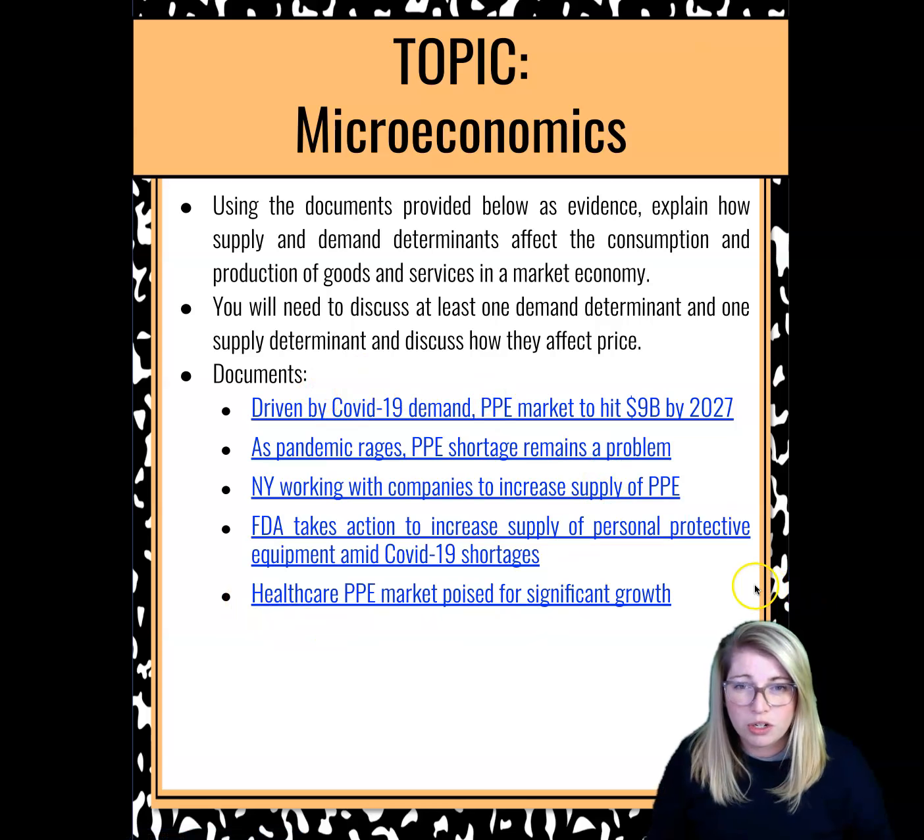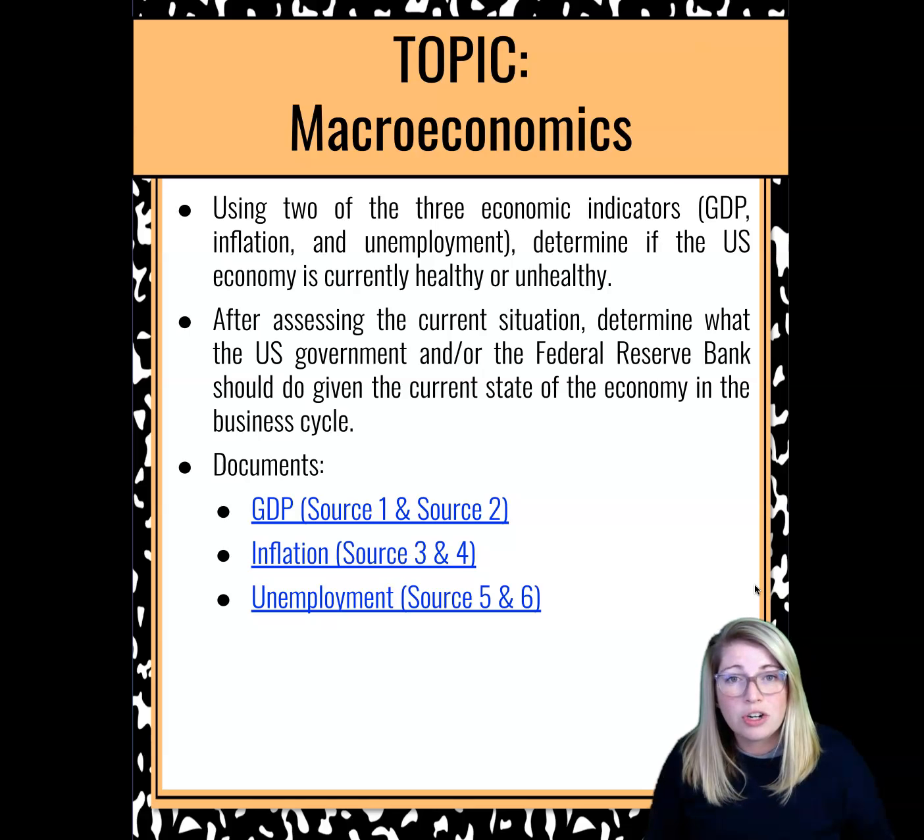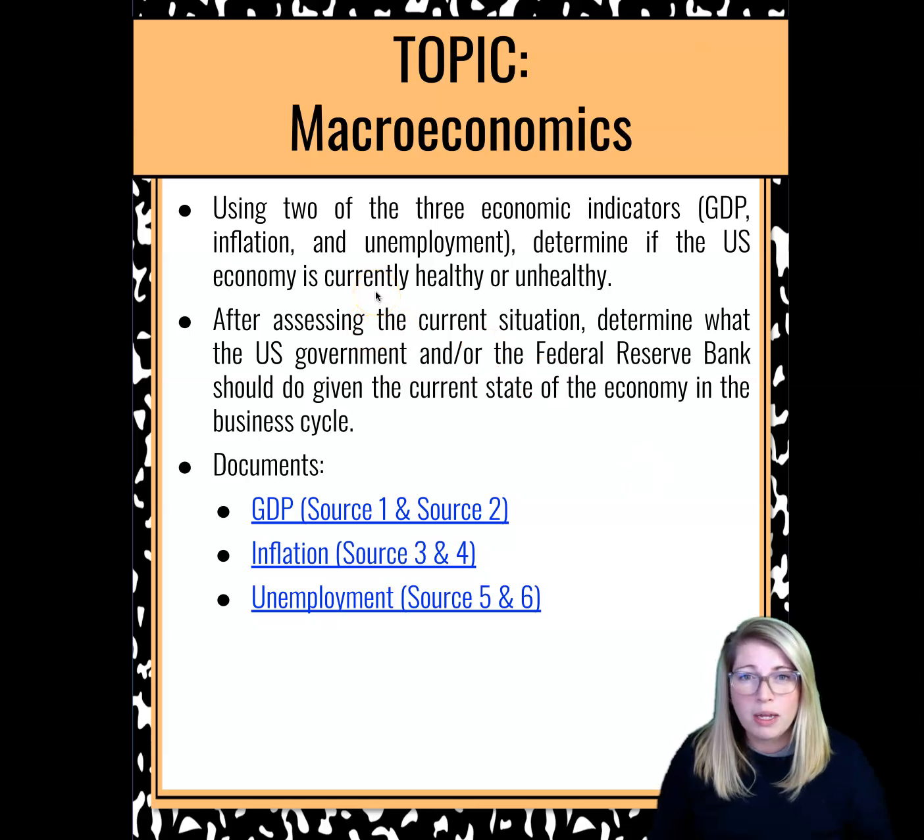Your next option to choose from is macroeconomics. Using 2 of the 3 economic indicators. When we talk about economic indicators, we're thinking GDP, unemployment, and inflation. Determine if the United States economy is currently healthy or unhealthy. When we say currently healthy, I don't mean today on January 14th, 2021. I mean according to these documents here. They might not be current, but they're relatively within the last couple of years.